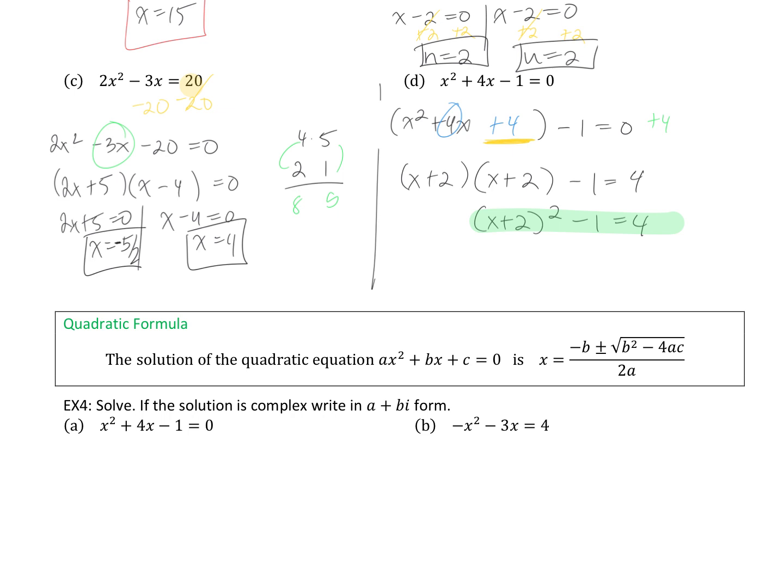Not the difference of squares, sorry. This is perfectly set up to do the square root property. So we'll go ahead and add 1 to both sides. And then we get x plus 2 squared equals 5. Let's go ahead and square root both sides. Remember that plus or minus. Then we get x plus 2 equals plus or minus the root 5. Again, remember, that square cancels with the square. And then subtracting 2 from both sides, we'll have x equals negative 2 plus or minus the square root of 5.